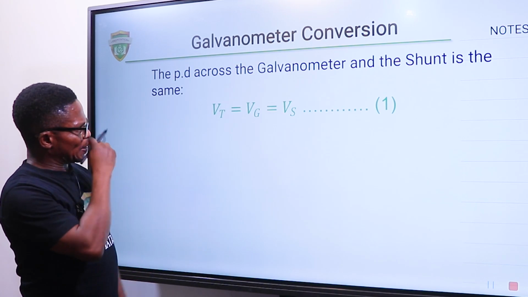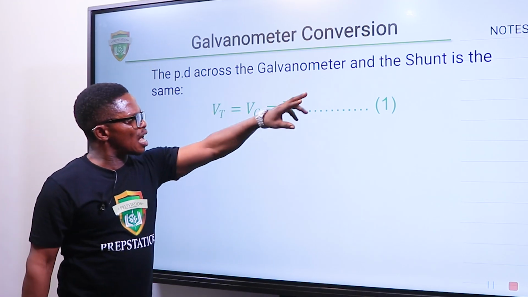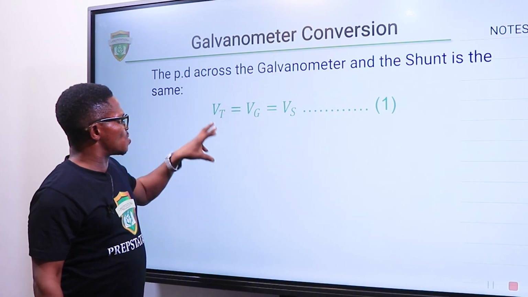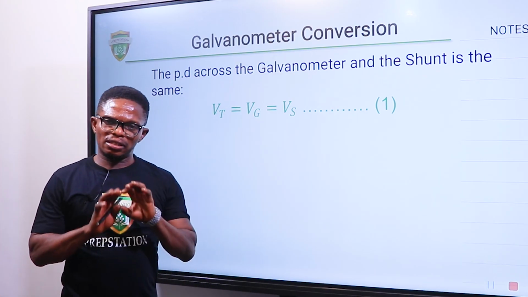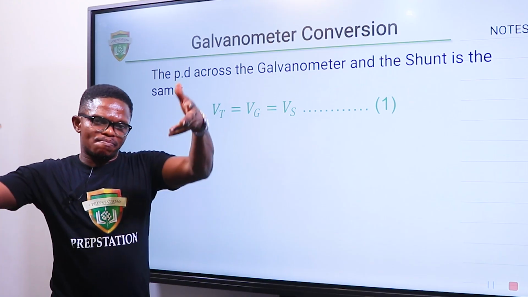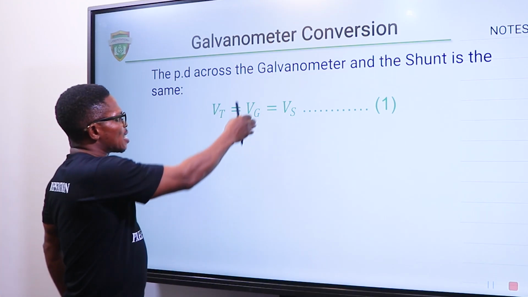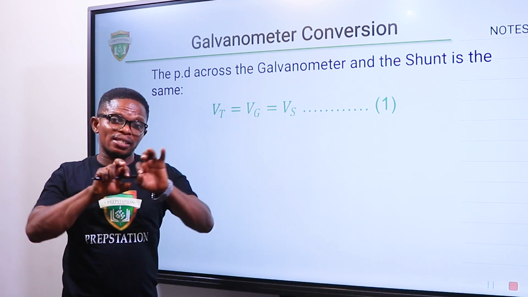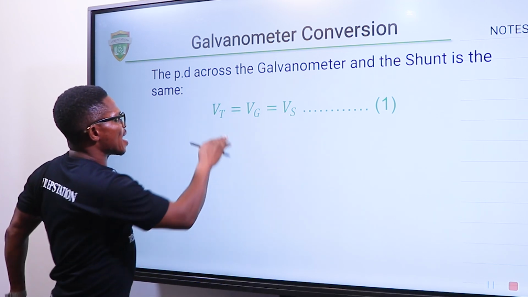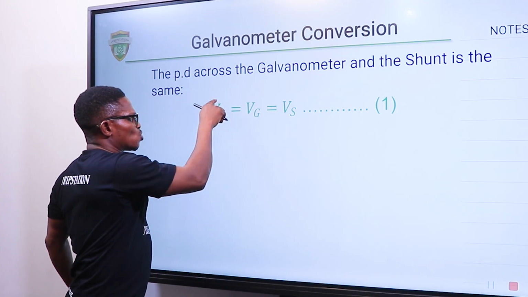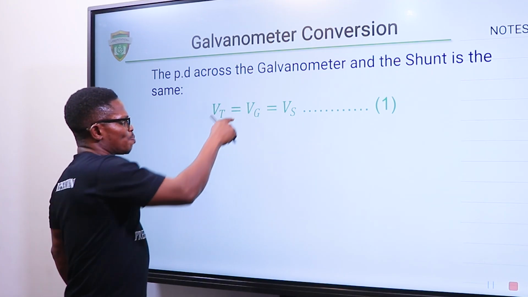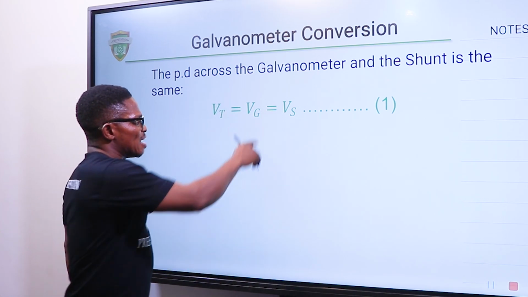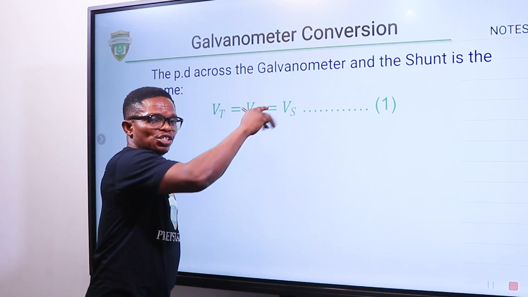Yes, there are formulas to do this. The PD across the galvanometer and the shunt is the same. According to Ohm's law, when components are in series, the same current flows through them with different potential difference. But when they are in parallel, different currents flow through them with the same potential difference. So what we have here simply says the total voltage is the voltage across the galvanometer. VG means voltage across the galvanometer, and VS means voltage across the shunt.